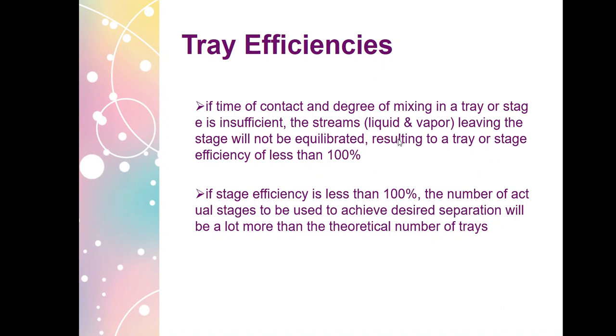So in this case, our tray will not be functioning 100% efficiently. So the efficiency is less than 100. Now, if stage efficiency is less than 100%, the number of actual stages to be used to achieve the desired separation will be a lot more than the computed theoretical. So if we have already determined the efficiency, what we have computed by design as the theoretical number of stages will not be the actual stages later on when we put up the column.